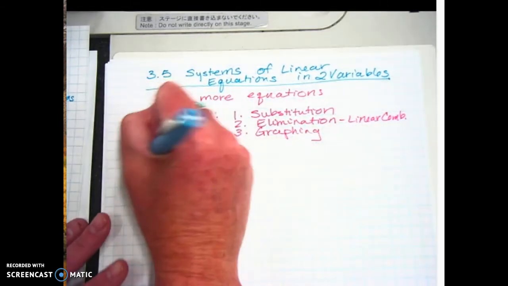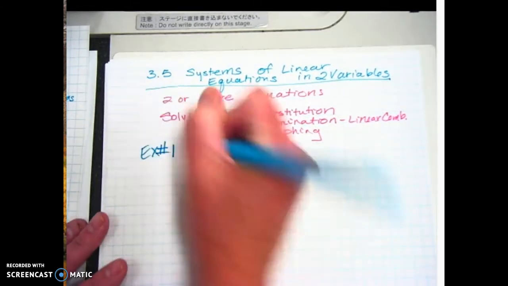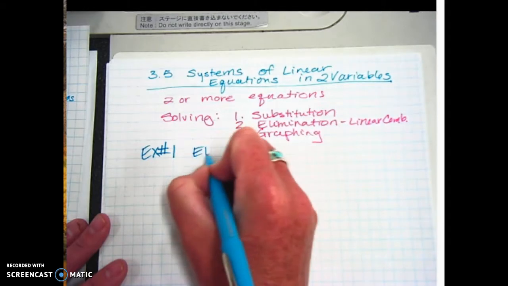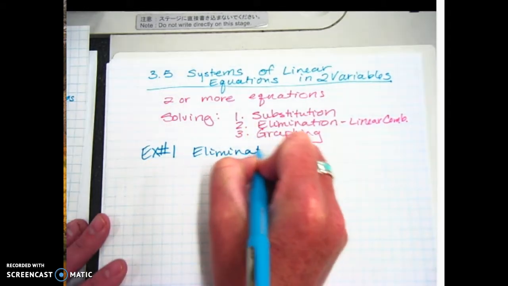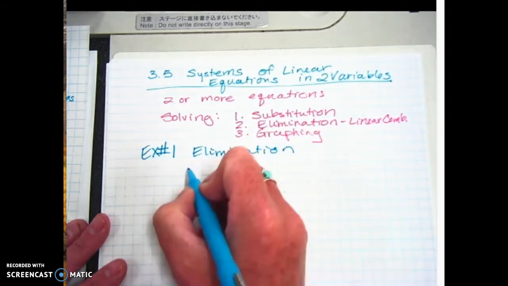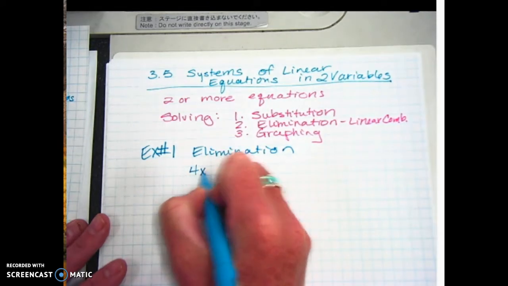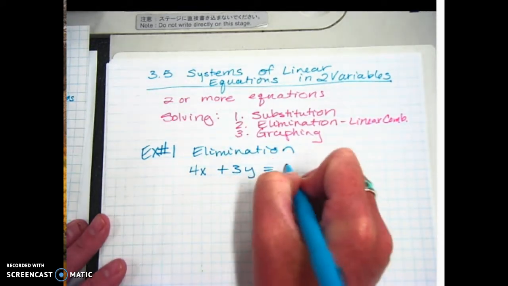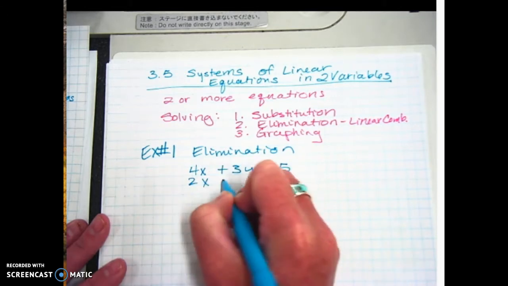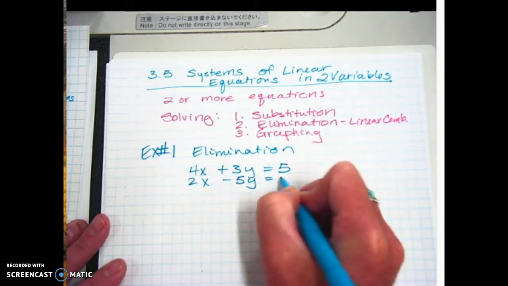We're going to do one of each in the notes. So example number 1, we're going to use elimination. And here are your two equations. 4x plus 3y equals 5. And 2x minus 5y equals negative 17.